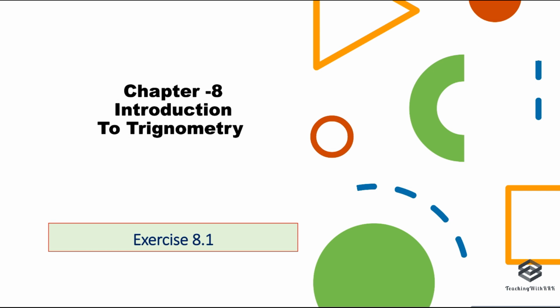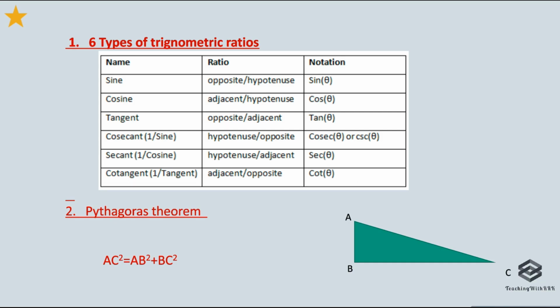In this video, I am going to explain exercise problems of Chapter 8 Introduction to Trigonometry, that is exercise 8.1. To do these problems, you should be thorough with 6 types of trigonometric ratios and Pythagoras theorem. These trigonometric ratios are sine, cosine, tangent, cosecant, secant and cotangent. Trigonometric ratios and Pythagoras theorem are defined for right angle triangle.